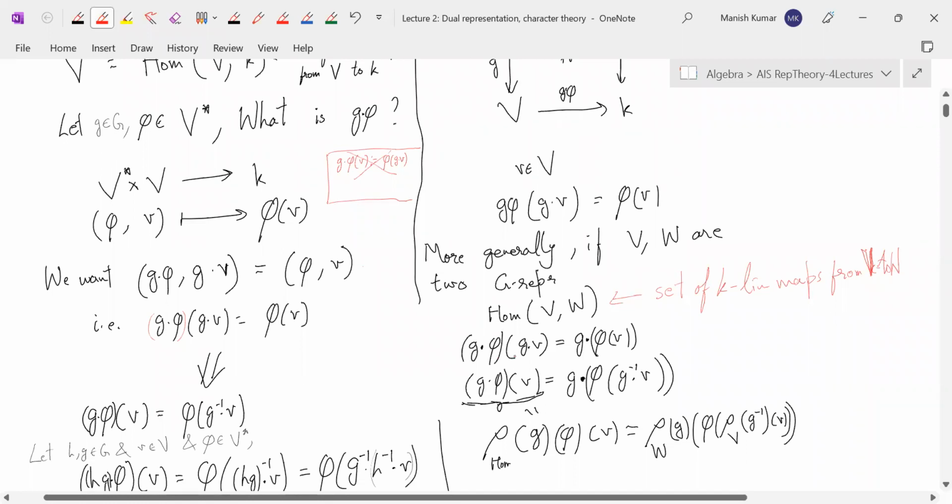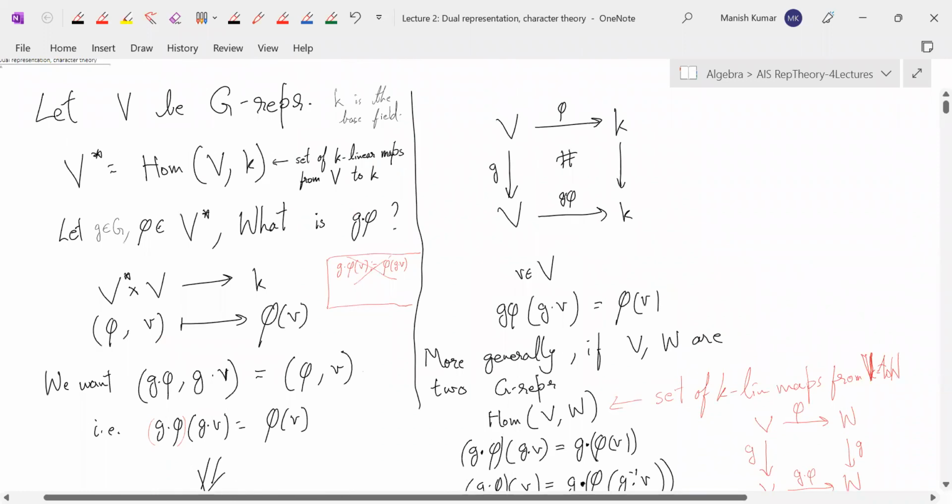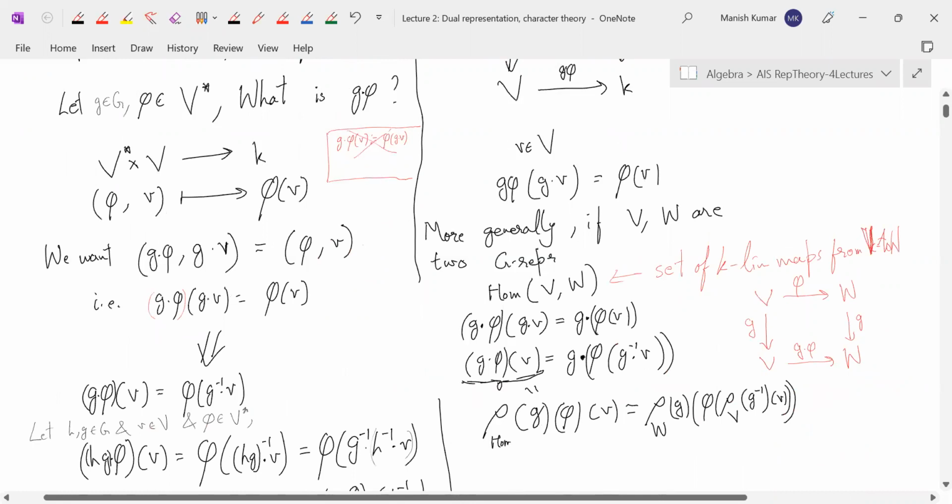So let's see. We have this picture. We have this V, a map phi to W, and there is an action of G on V. There is also an action of G on W. And we want to know what is g phi. So we want this diagram to commute. Now remember, the target is also a representation. In the previous picture the action was trivial, so this map was identity. But here the action may not be trivial.